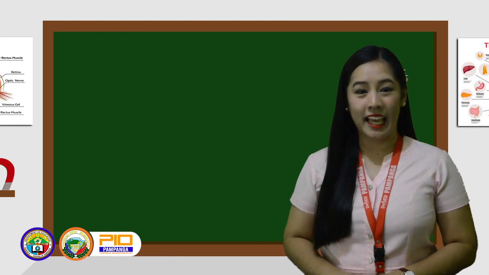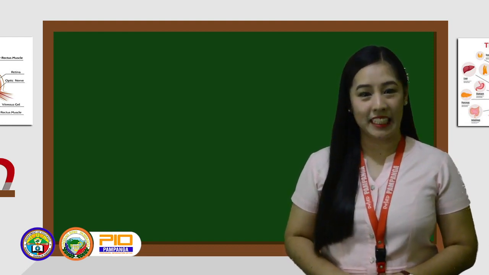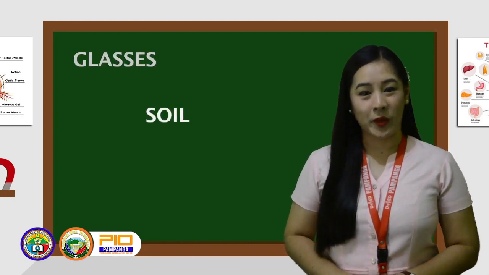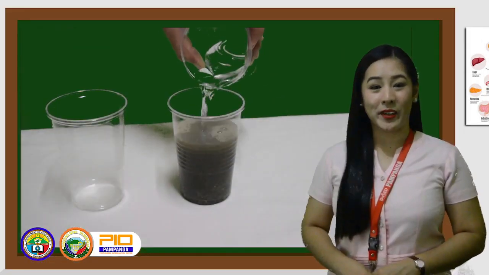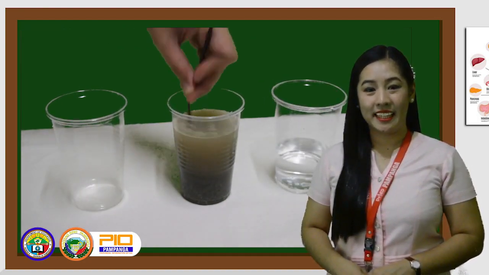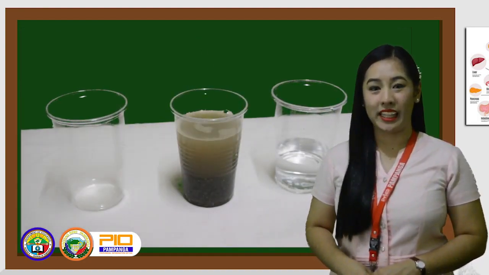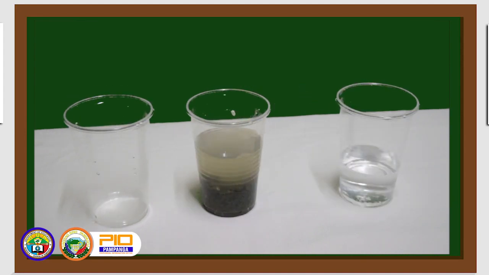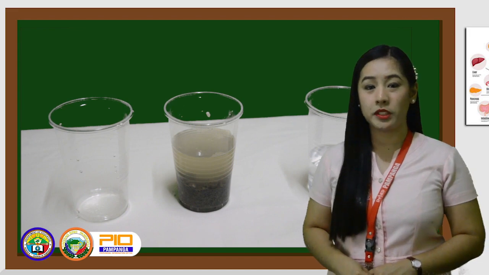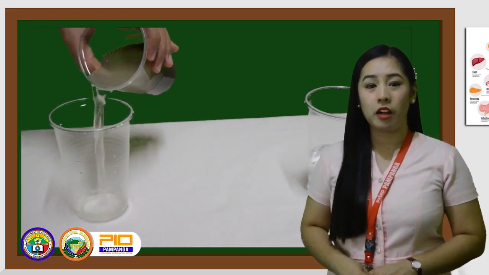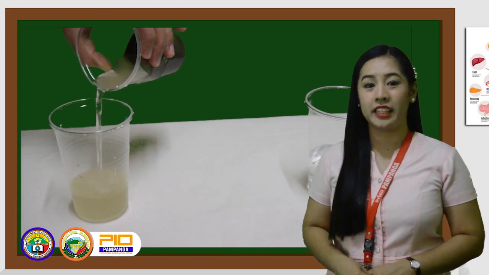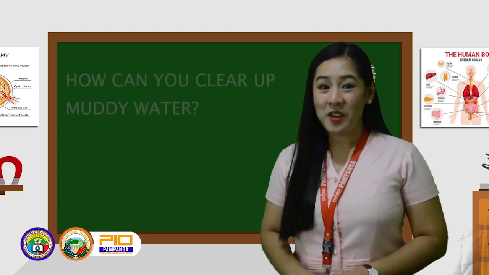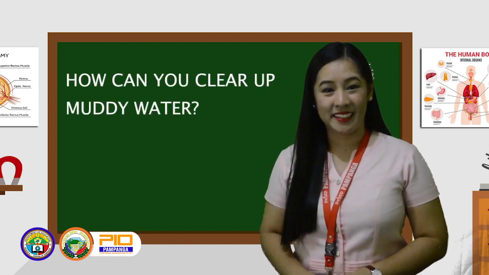Try to watch carefully as I perform our first activity. The following are the materials needed: glasses, soil, and water. Mix soil and water in a clear glass. Leave the mixture untouched for a while. Observe what will happen in the mixture. As you observe, the soil settles at the bottom and the water becomes almost clear liquid. You can now pour out gently the clear water into another glass without disturbing the soil particles. Question: how can you clear up muddy water?